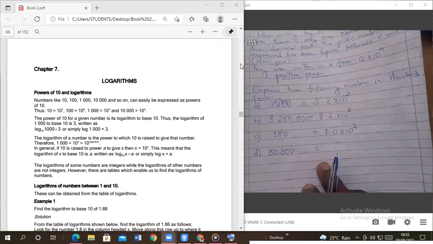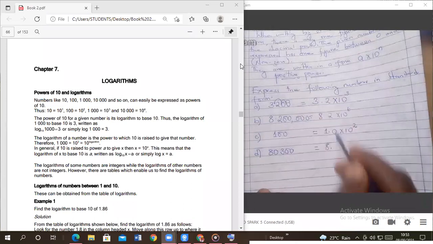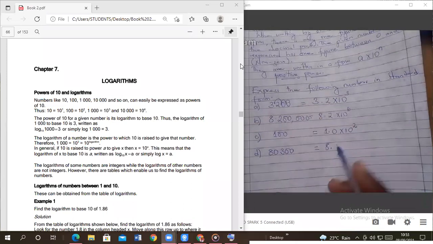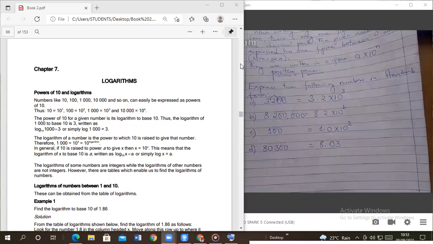Who can write for us this one in standard form? This one in standard form is going to be 8 point. It must be only a single digit before the decimal point. So 8.0, and remember the next number after 0 is a 3. So don't leave out that 0 and that 3, because it's non-zero.